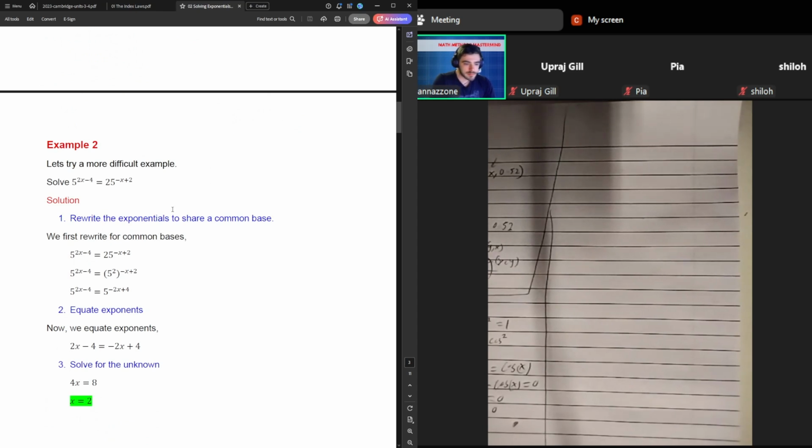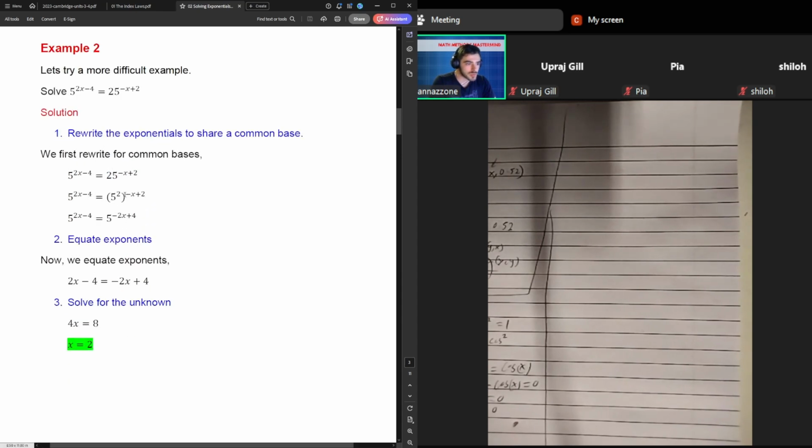If it gets a bit harder, you might have to actually solve something. In this case, 25 is just 5 squared. You use your index laws, what we just covered before. When you have a power and then a power again, that's a multiplication. So 2 times negative x gives you negative 2x, and 2 times 2 gives you 4. The bases are the same, and so you can ignore everything else and just focus on those exponents, solving for x from there.